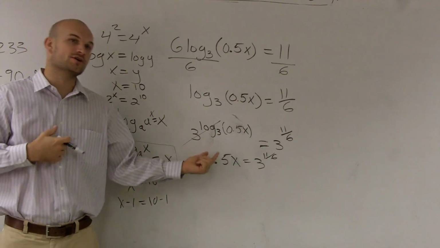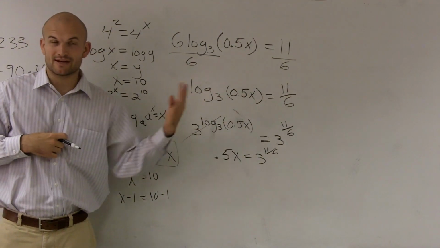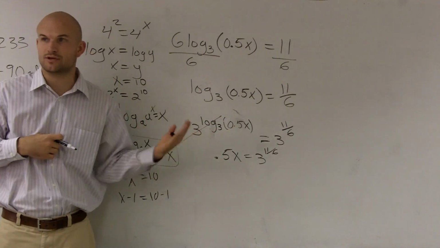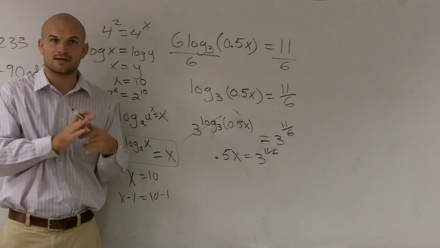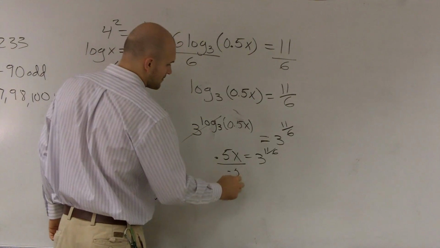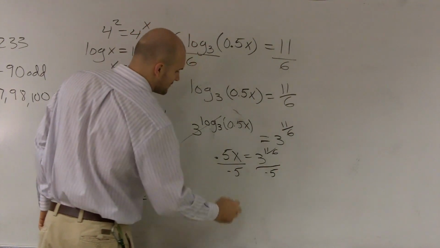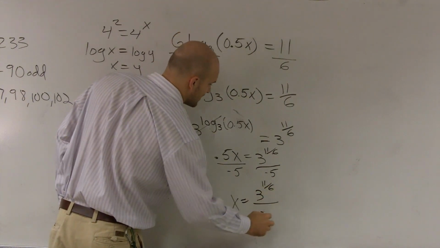It is helpful to understand that you can raise both sides to the same power to get rid of that logarithm. Whenever you are getting rid of the logarithm, you have to understand there are a couple of ways, and sometimes transferring it to exponential form might not always be the simplest way to see it. And then from here, I just divide by 0.5. So therefore, x equals 3 to the 11 over 6 divided by 0.5.